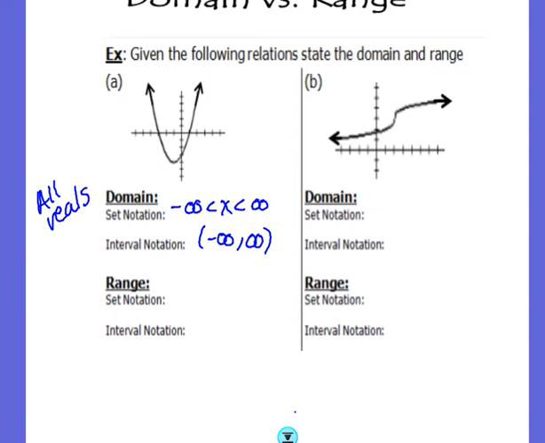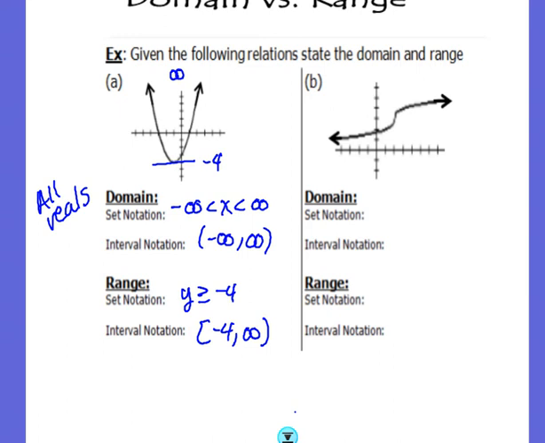Alright, but our range has a low value. It looks to be about -4, and then it continues up to infinity. So in our range, it's going to be y. It includes -4, so y is greater than or equal to -4 in set notation. And then in interval notation, we want a bracket on -4, to infinity, and then a parenthesis. Remember, bracket means it's closed and includes the value.